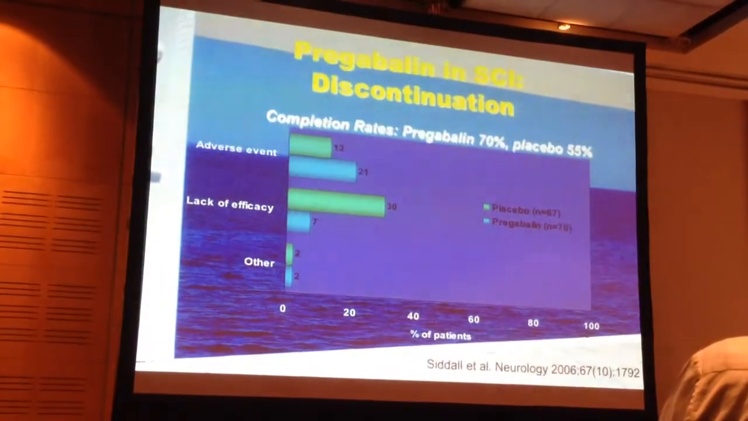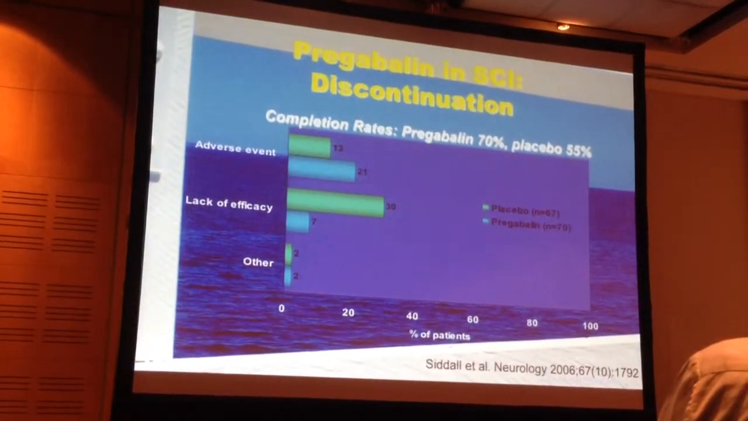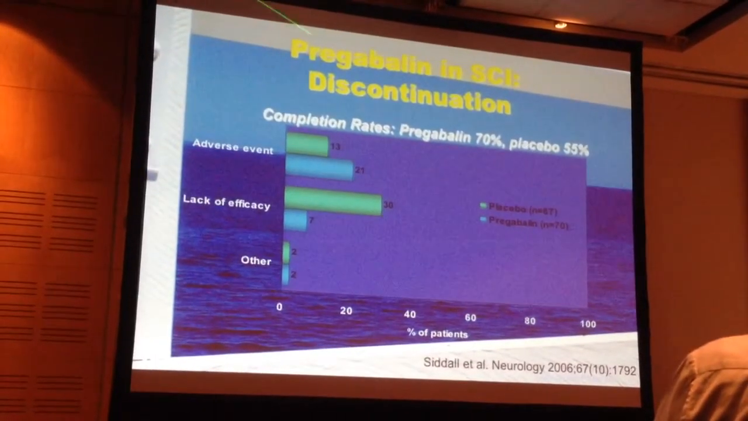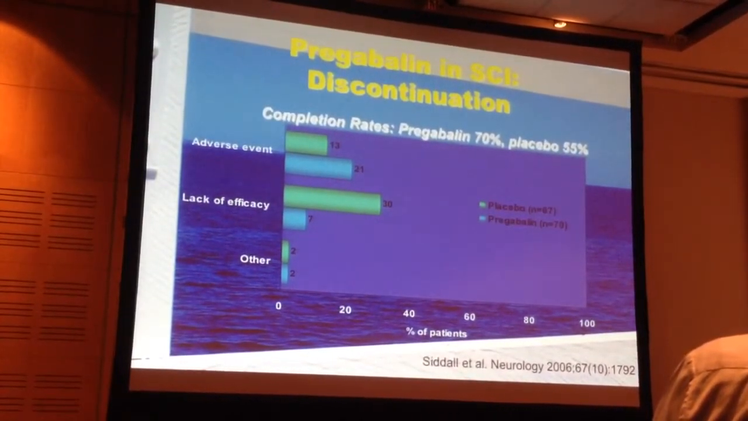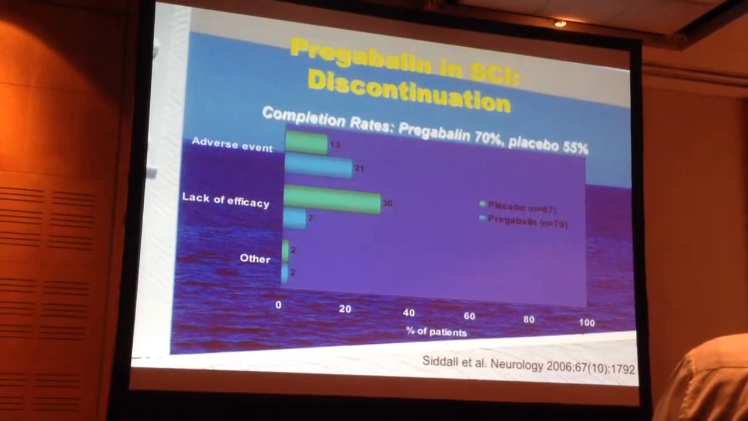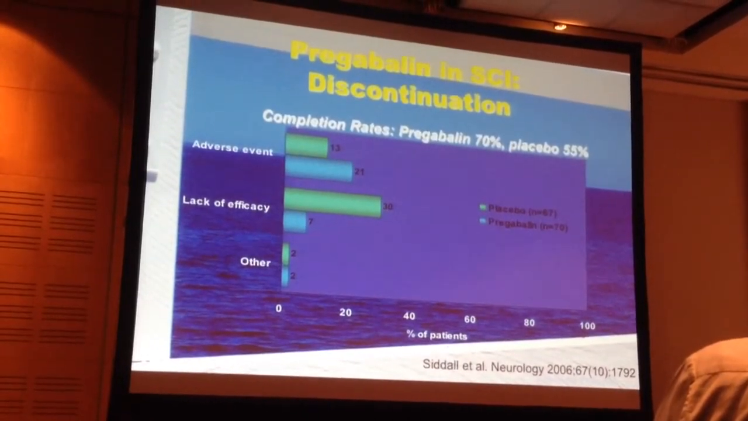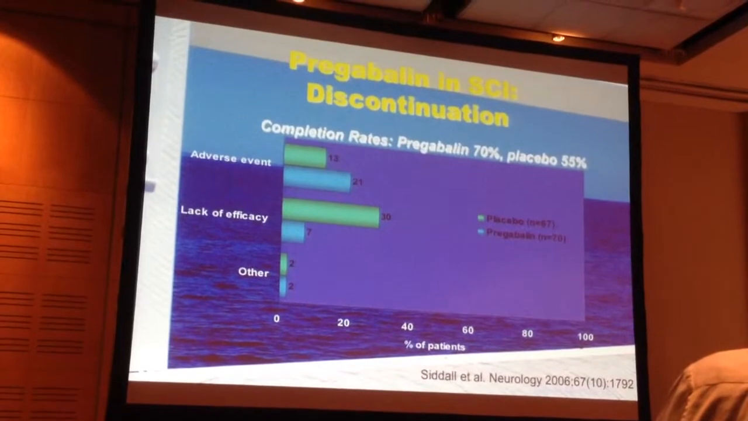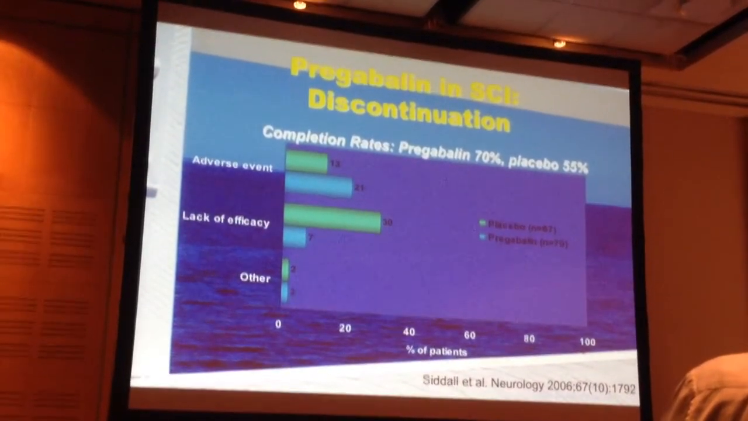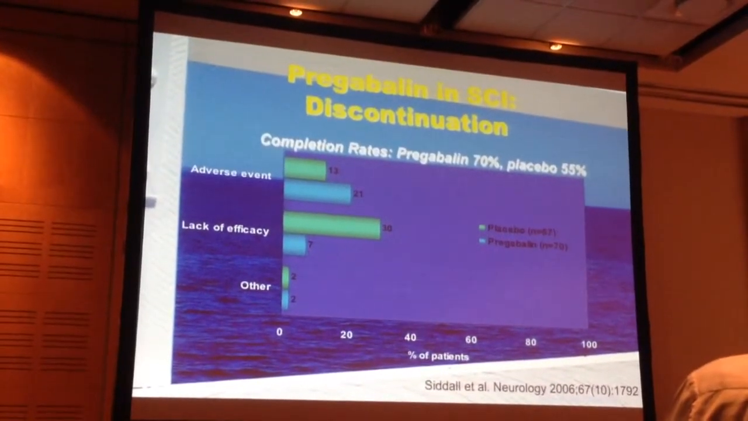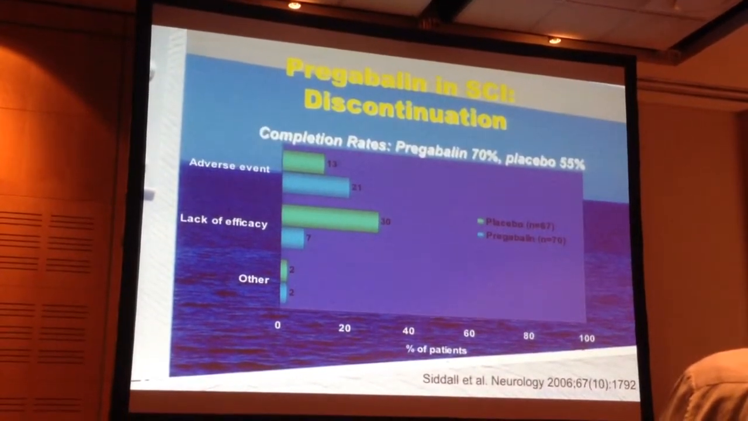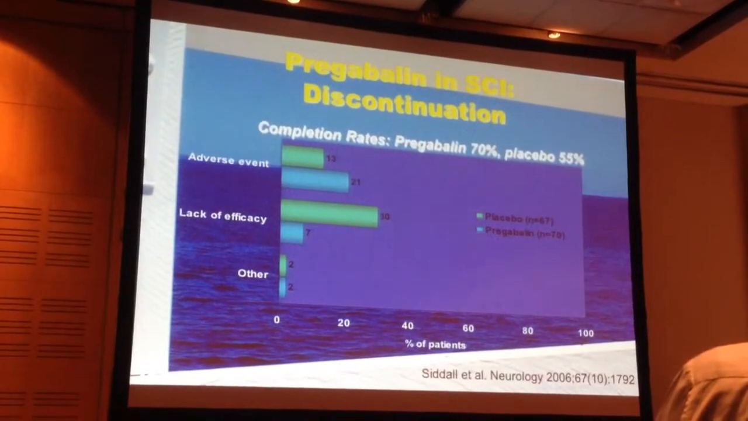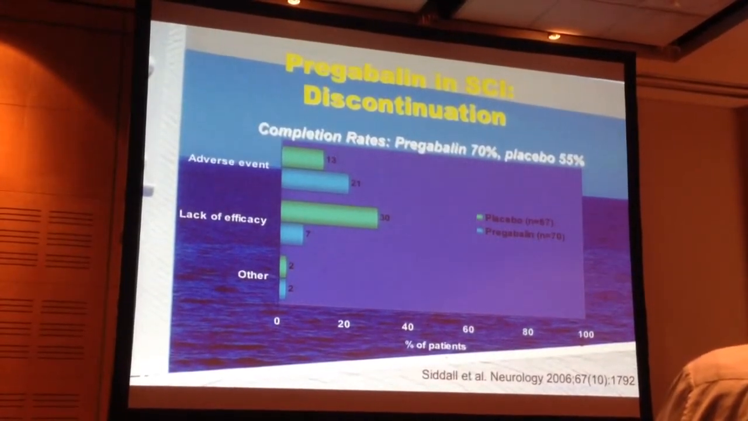What about discontinuation? There are adverse events with pregabalin. You see here 21% of patients discontinued because of an adverse event with pregabalin, but bear in mind 13% discontinued because of adverse events with placebo. You know that in chronic pain patients there's always a very high response rate for placebo, as well for efficacy as for adverse events. But clearly, if you look at lack of efficacy, you see there are significantly more people who discontinue placebo because of lack of efficacy than pregabalin.